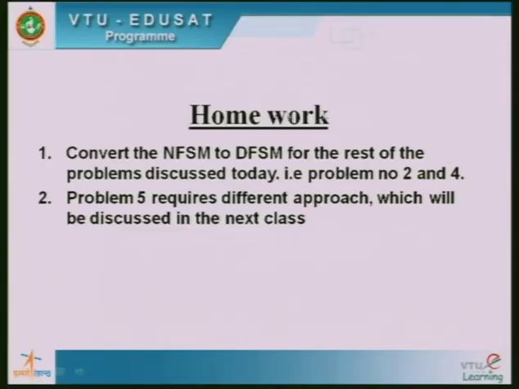So, now coming to today's thing. Conversion of the remaining problems 2 and 4 you should attempt, and the homework is to convert problems number 2 and 4 into deterministic machines. Problem 5 requires something different, as I have told you, I will be discussing that in the next class. I will give the solution for 2 and 4 also.